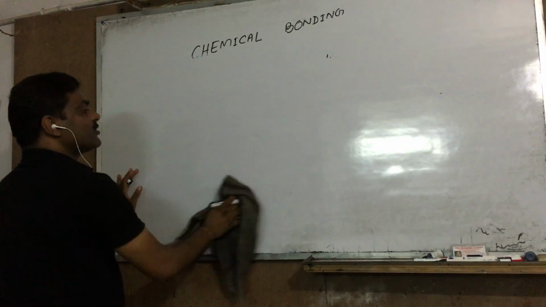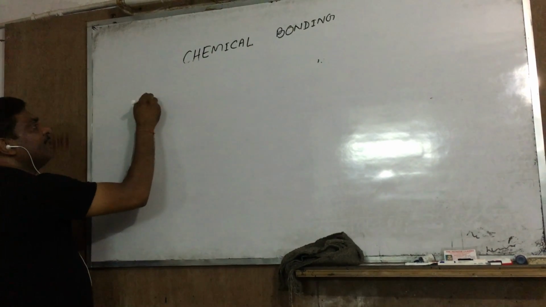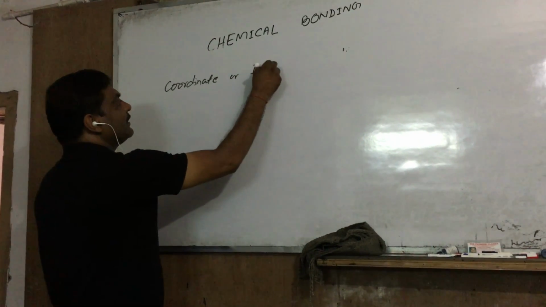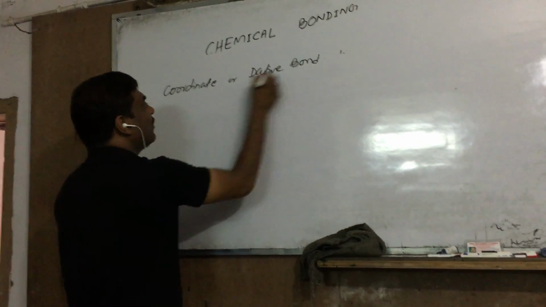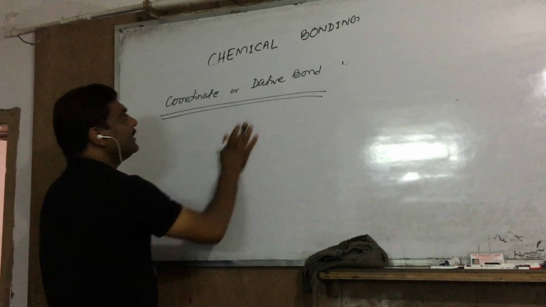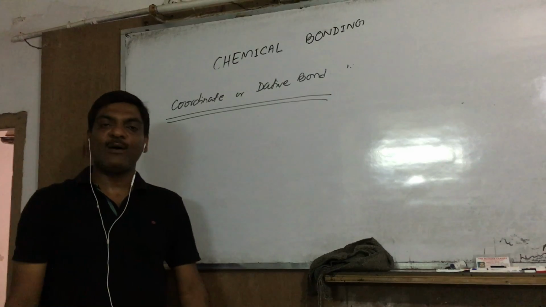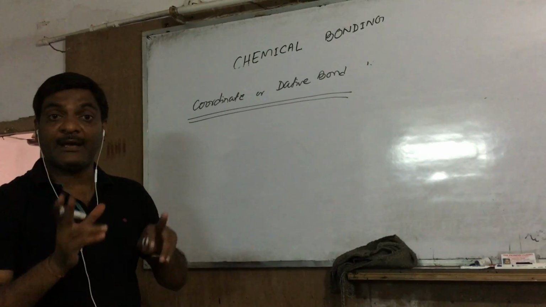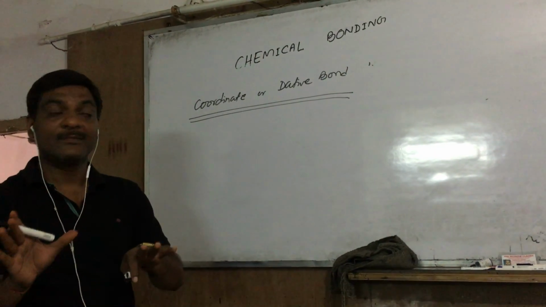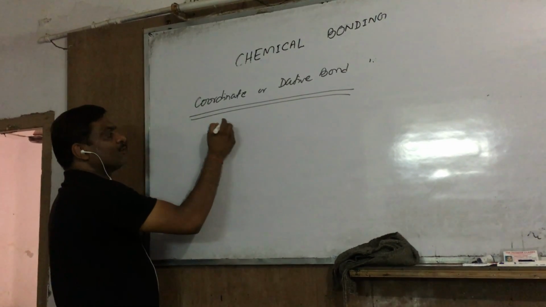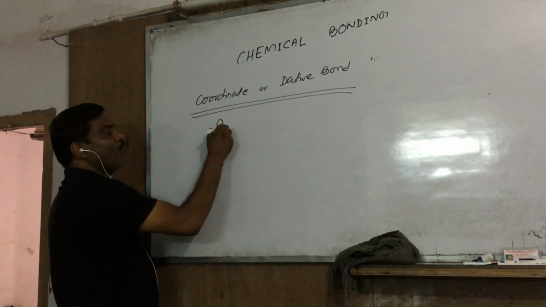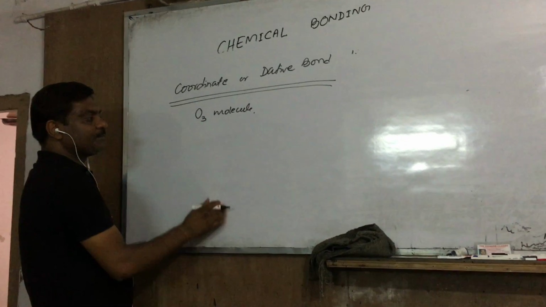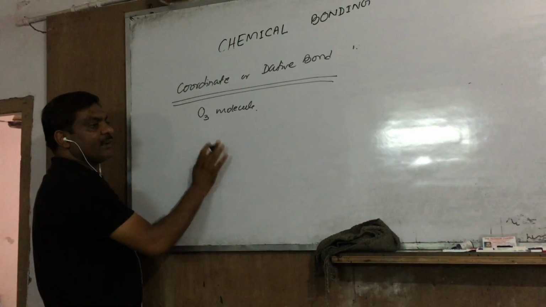Now we are talking about the coordinate or dative bond. It is a chemical bond which is formed due to the one-sided sharing of an electron pair between two atoms. Suppose we are talking about the O3 ozone molecule. In the ozone molecule, there are 3 oxygen atoms.